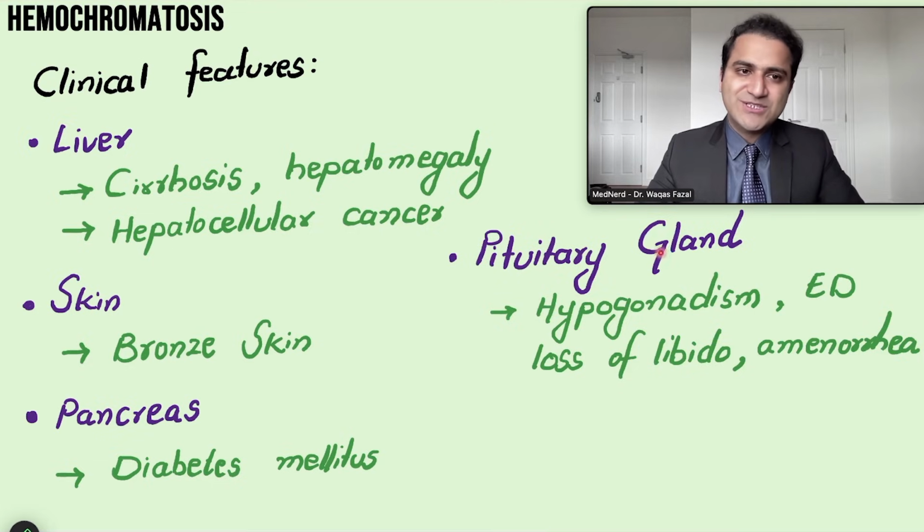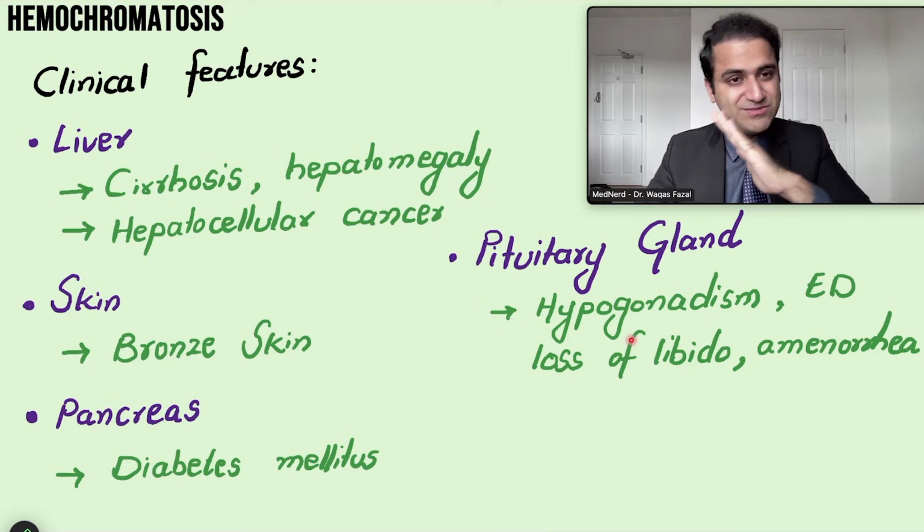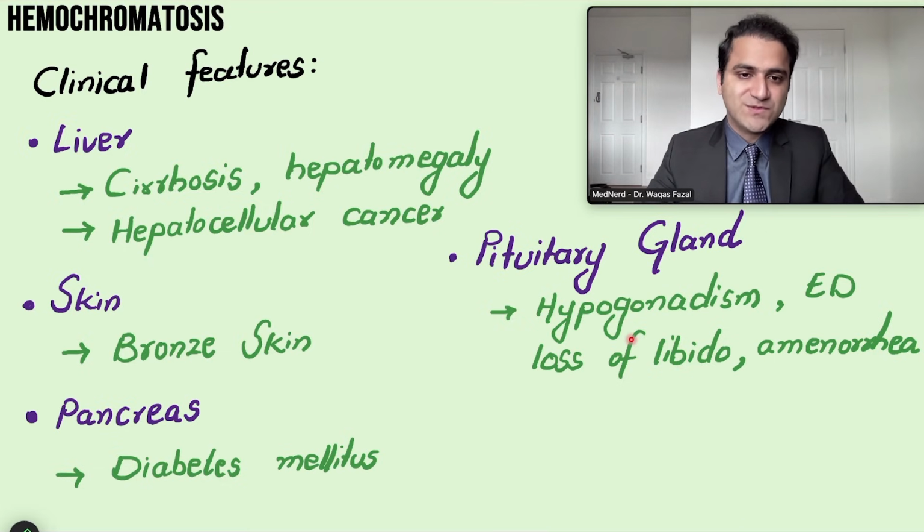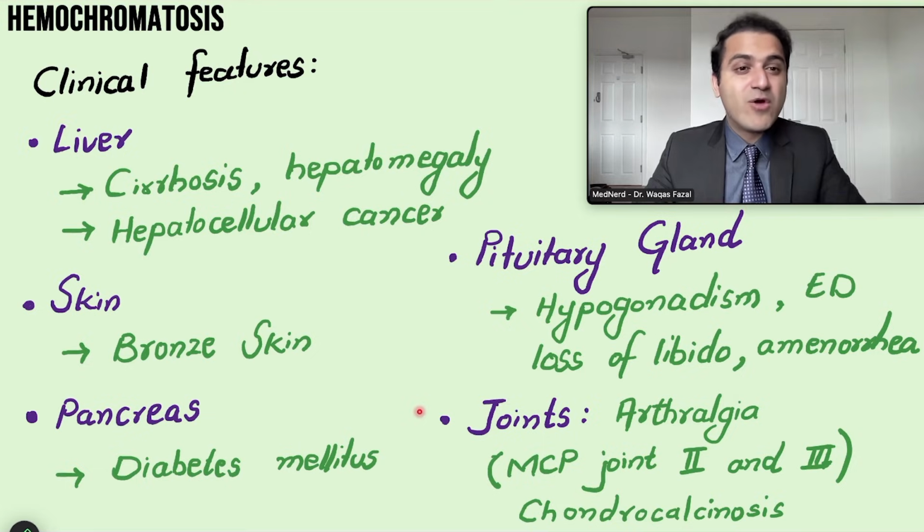Whenever iron accumulates in the pituitary gland, it would cause hypogonadism, erectile dysfunction, loss of libido, amenorrhea. Makes sense because the pituitary gland is damaged, hormones are not being produced, and the patient will develop all these symptoms. Another very high yield and one of the most common initial presentations is arthralgias, joint pains, because iron accumulates and causes joint damage.